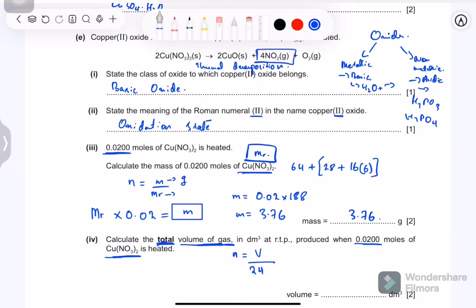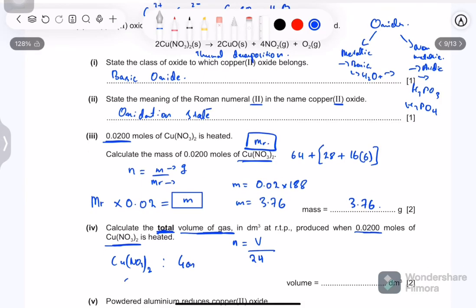We can see 2 gases are being produced. So total moles means the moles of this gas plus the moles of this gas. Total volume by these 5 moles. So we know the ratio is copper nitrate to gas moles. So when copper nitrate is 2, according to the balanced equation, the gas moles are 5. 4 plus 1, 5. 4 for nitrogen dioxide and 1 for oxygen.